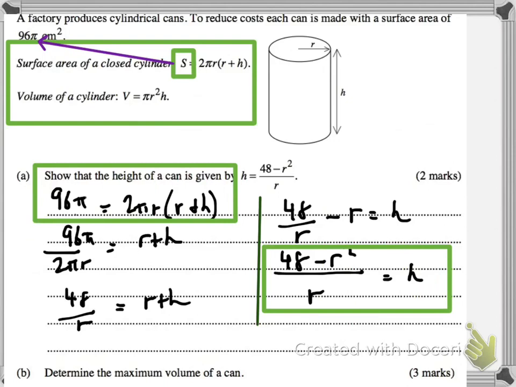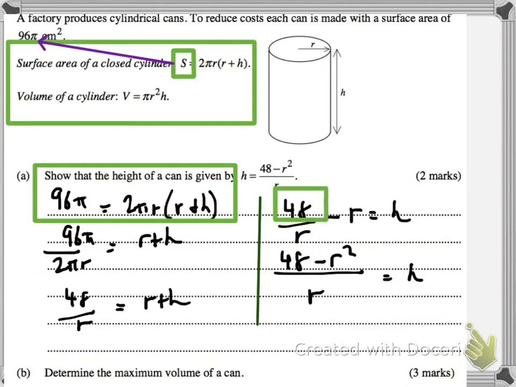Last step, of course, we want to get everything over r. The 48 is already over the r, but this little negative r here is not already over r. So to get it over r, we've also got to multiply it by r. Okay, so you multiply the term that's not over the denominator by that denominator. So we get 48 minus r squared over r equals h, which is what they've got there.